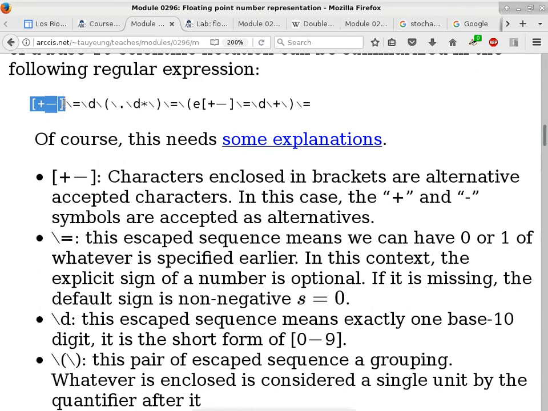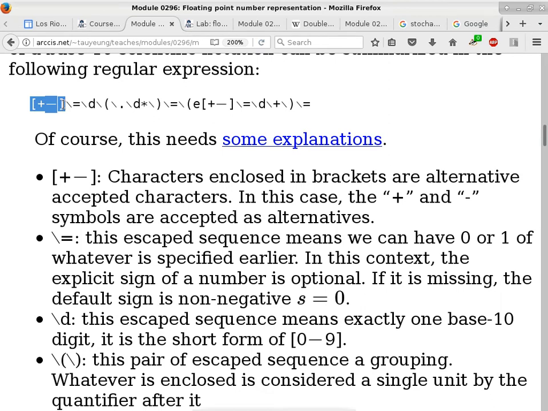Okay, so right here, let's look at this part first. This entire part has several components in it. In square brackets, it specifies what the alternatives are for a single character. So when I use an open square bracket, plus minus, and a closed bracket, it basically means this character can be either a plus or a minus symbol, but nothing else. It's either a plus or a minus.